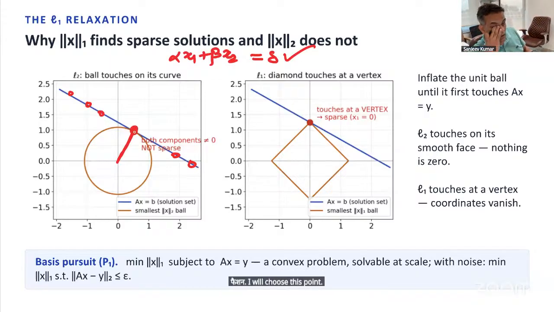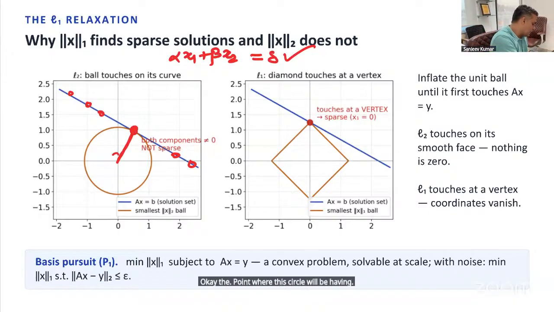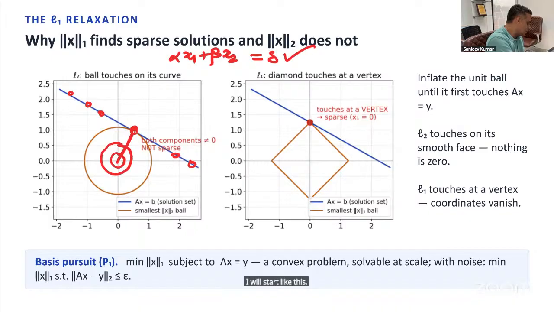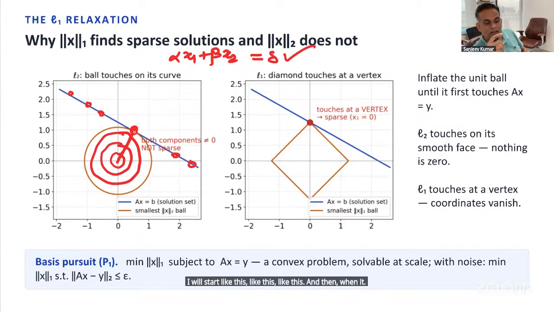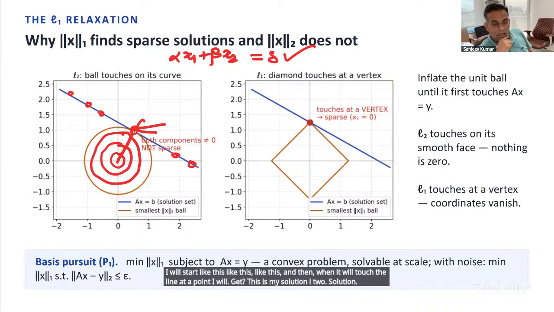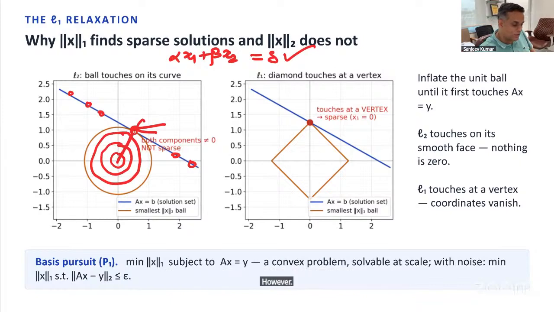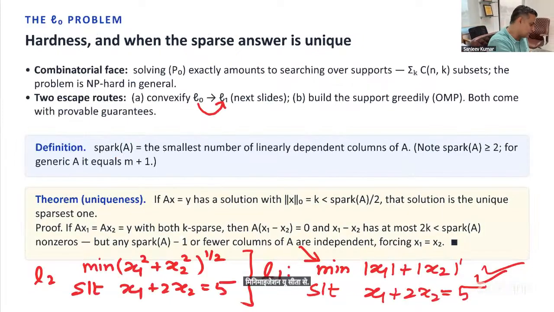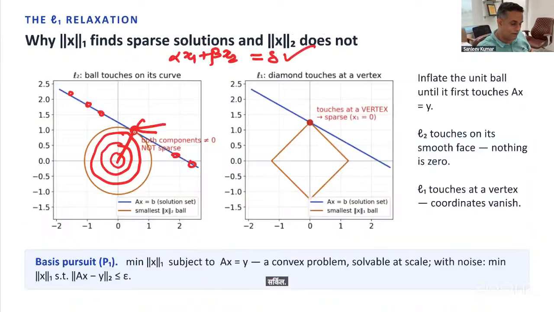Okay. The point where this circle will be having, I will start like this, like this, like this. And then when it will touch the line at a point, I will get this is my solution, the L2 solution. However, in L1 minimization, you see the shape of the objective function. The shape is not a circle now. It is having this shape, quadrilateral kind of thing.